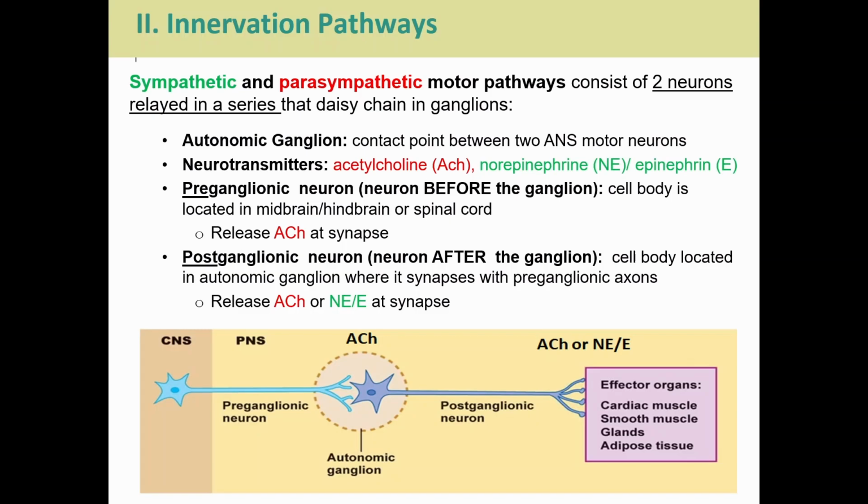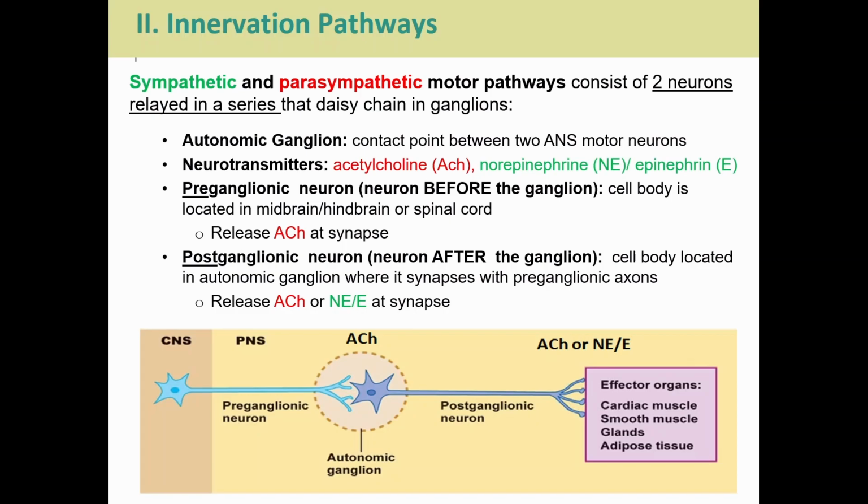So these two pathways, again, are just a 2-neuron series. That's it. So we have one that starts in the central nervous system and makes its way down through the spinal cord and joins up in a ganglion. And then the postganglionic neuron is going to have the cell body in that ganglion, and the axon is going to stretch all the way to the effector. So this is just a 2-neuron chain, right? The preganglionic neuron and the postganglionic neuron, and then of course where they come together is the ganglion, where the cell body for the postganglionic neuron is found.